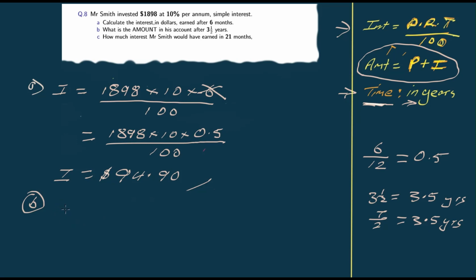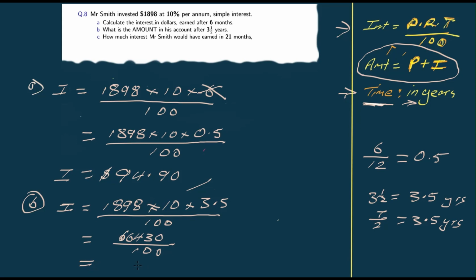So first of all, for this question, part B, we need to work out the interest. So the interest for 3.5 years will be the principal by the rate by the time of 3.5 years, all over 100. This will give us a numerator of 66,430, which will give us an interest of $664.30. So our interest is $664.30.